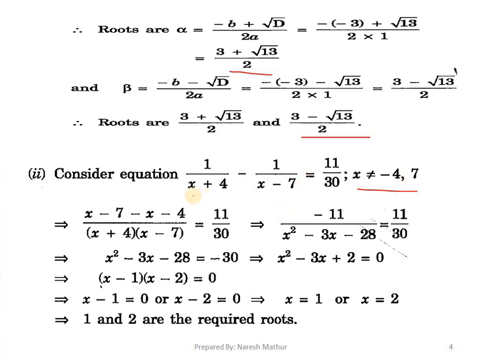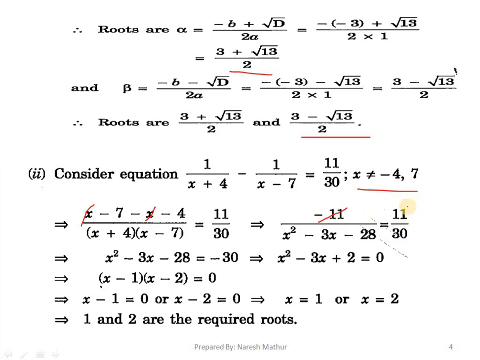Alright, then 1 upon x plus 4 minus 1 upon x minus 7, just take the LCM and cross multiply. Here this x will cancel out with this x, so minus 7 minus 4 will become minus 11, and the product of these two factors will be x square minus 3x minus 28 equals 11 by 30.